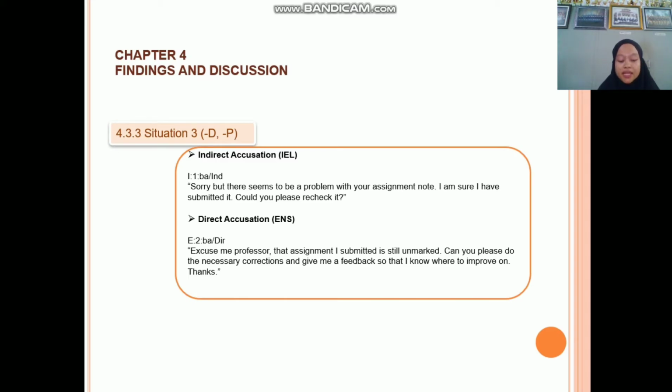So, complaints in this direct strategy do expect the hearer to immediately make the situation or condition that is indeed wrong or unpleasant be better. The complainer has low power and there is no distance between them, so he or she cannot complain frankly. Even though the students complain directly, he or she tends to be more polite by using an auxiliary verb in the sentence, "Can you please?" Use permission in the sentence, "Excuse me, professor," and also thanking at the end of the complaint.